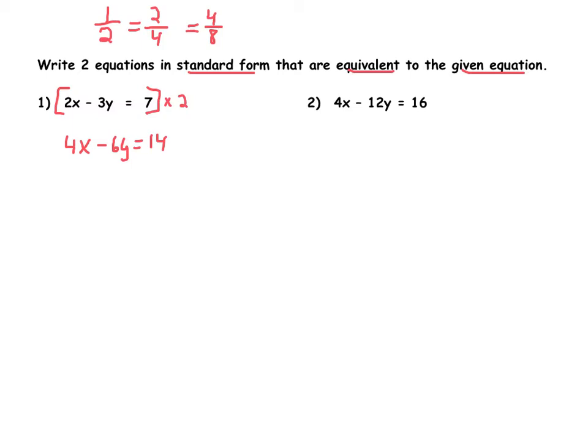The same thing I can do is multiply it by 3 instead of multiplying by 2. 3 times 2 is 6. 3 times negative 3 is 9.